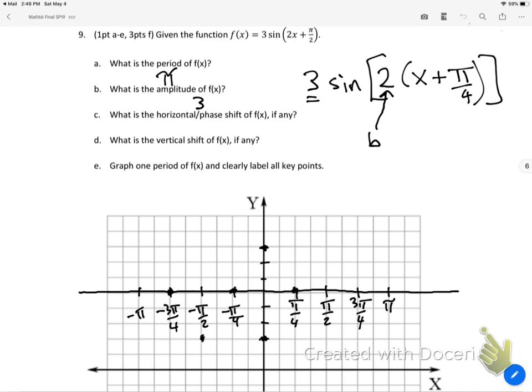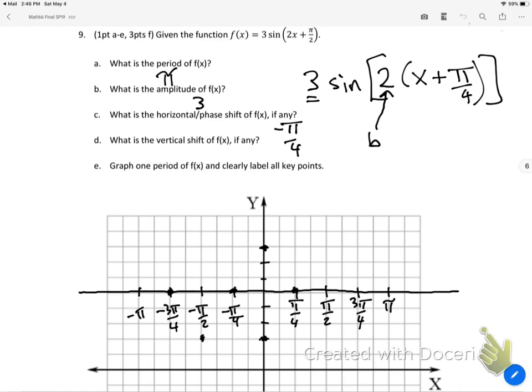Now remember, transformations, the phase shift, this is going to be pi over 4 to the left, okay? In other words, minus pi over 4. If you remember this from transformations, something like x plus 2 squared is a quadratic, means go 2 to the left, okay? Something like that.